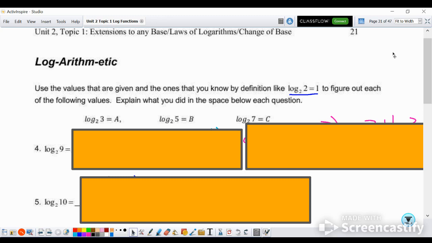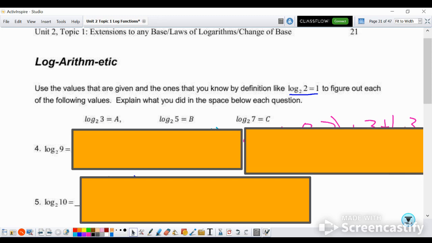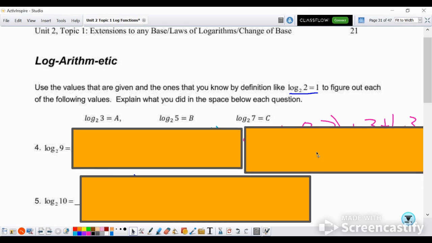So you can see above, we've got: use the values that are given and the ones you know by definition. So I've underlined log base 2 of 2 equals 1. To figure out each of the following values, explain what you did in the space below each question. So they give us a log bank, and in the log bank, they tell us letter values representing log base 2 of 3, log base 2 of 5, and log base 2 of 7.